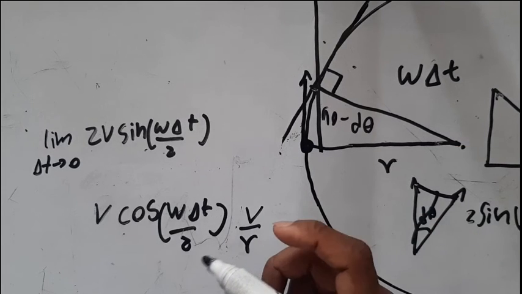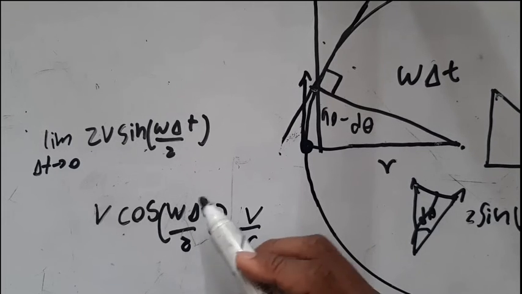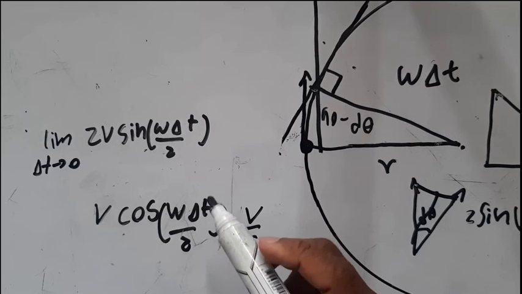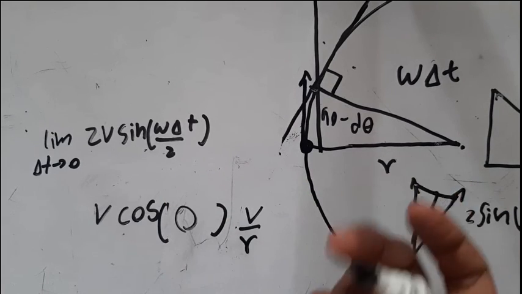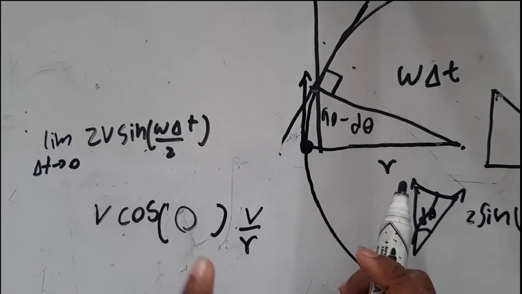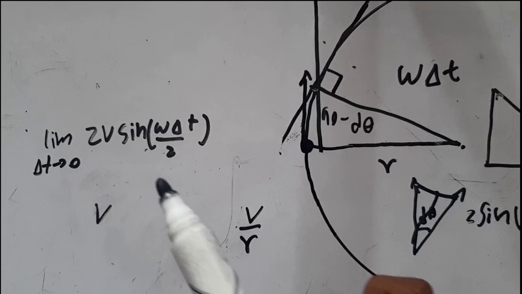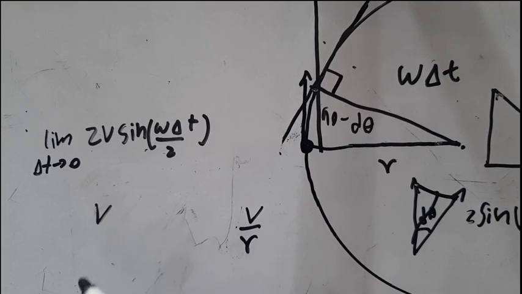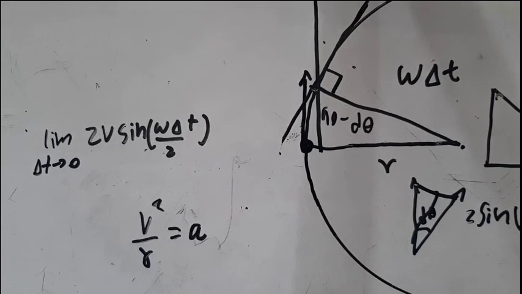If you substitute in 0 for delta t, this whole thing inside is going to turn into 0. Cos of 0 is just 1, so that also disappears, and we get v times v over r, and that's the same as v squared over r. And that's the proof of this relationship, v squared over r equals a.